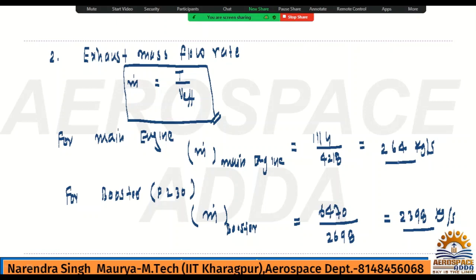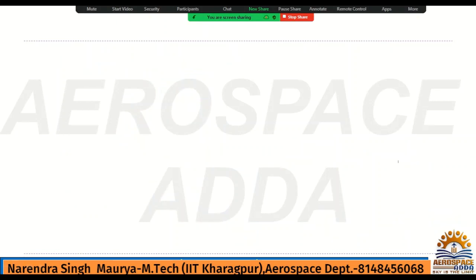Why? Because 2398 kg per second you are getting as the mass flow rate, the exact mass flow rate. So you might have seen when the rocket lifts off during the operation, so many exhaust gases you may get. That amount is so huge. You can check that mass flow rate, 2398 kg per second. You cannot believe how much it is, but it is there.